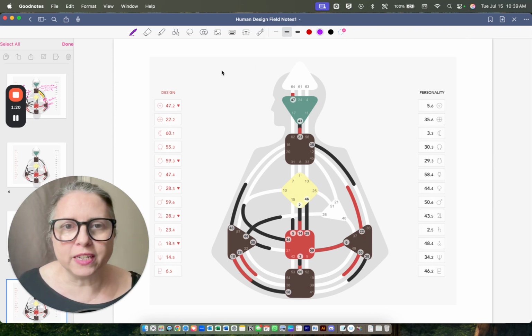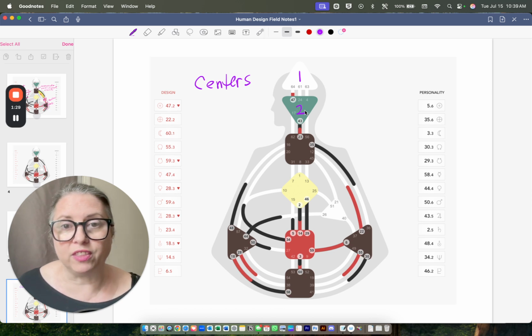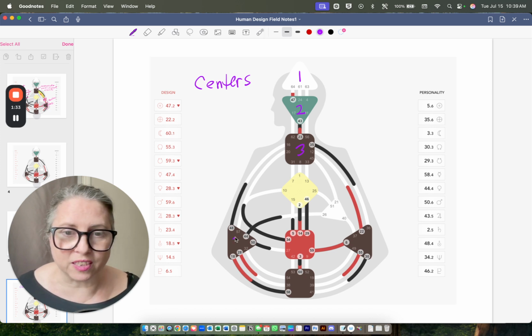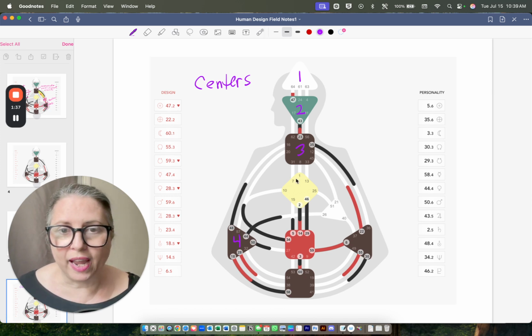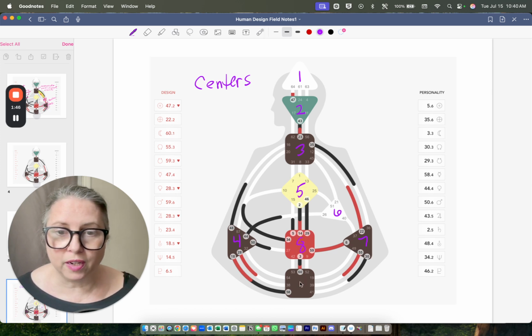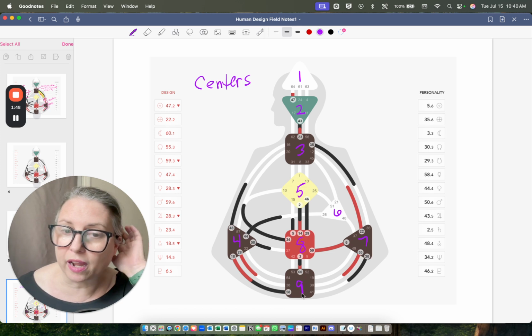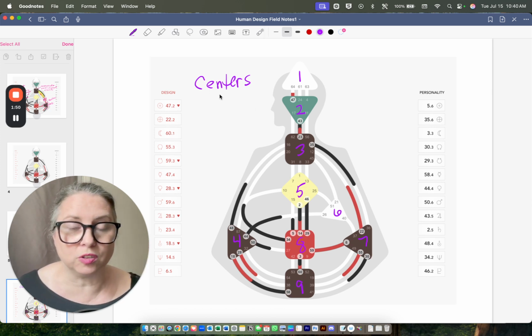So first thing that we have is centers. We have 9 of them. So we have the head, we have the ajna, we have the throat, we have the spleen. Oops, that's not a 3, that would be a 4. We have the identity, we have the will, we have the solar plexus, we have our sacral, and then we have the root. So we have the centers.